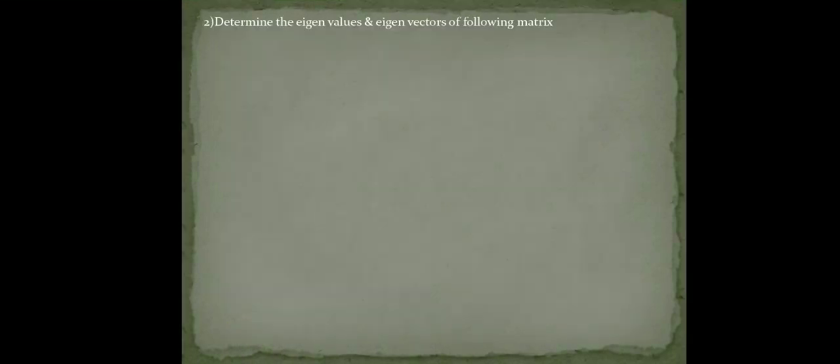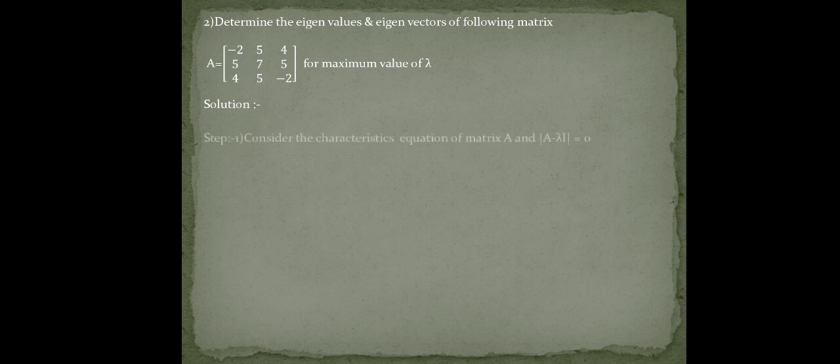Hello everyone, myself Harshal Shirode. I am going to explain the second type of eigenvalues and eigenvectors. In this type, the matrix is symmetrical and lambda is non-repeated. Let's consider the following example. In this example, we have to find the eigenvalues and eigenvectors for the maximum value of lambda. Let's see the solution. The solution is divided into two steps.